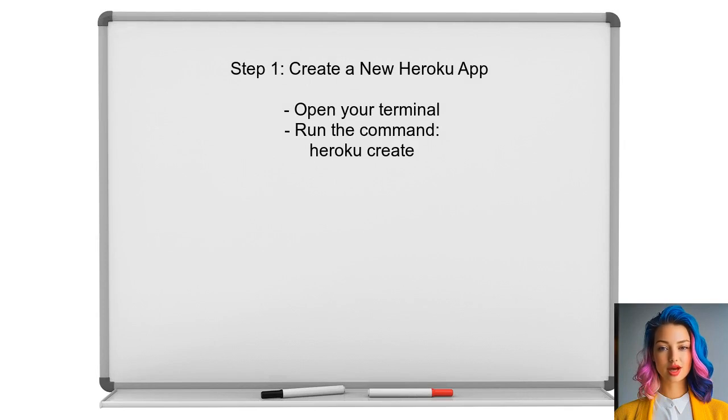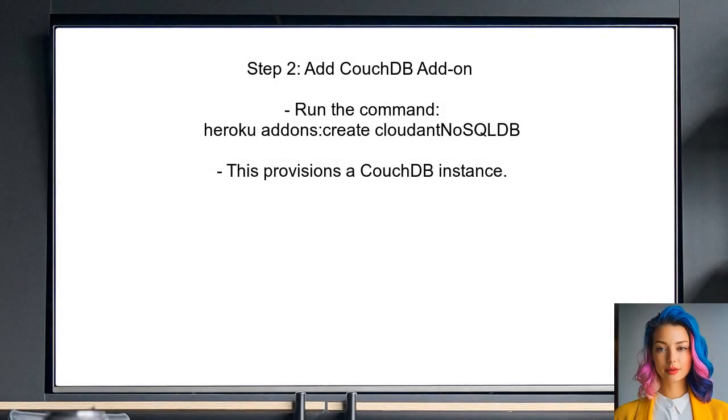This can be done using the Heroku CLI by running the command heroku create. Next, the user needs to add a CouchDB add-on to their Heroku app. They can do this by running heroku addons:create cloudantnosqldb. This will provision a CouchDB instance for them.